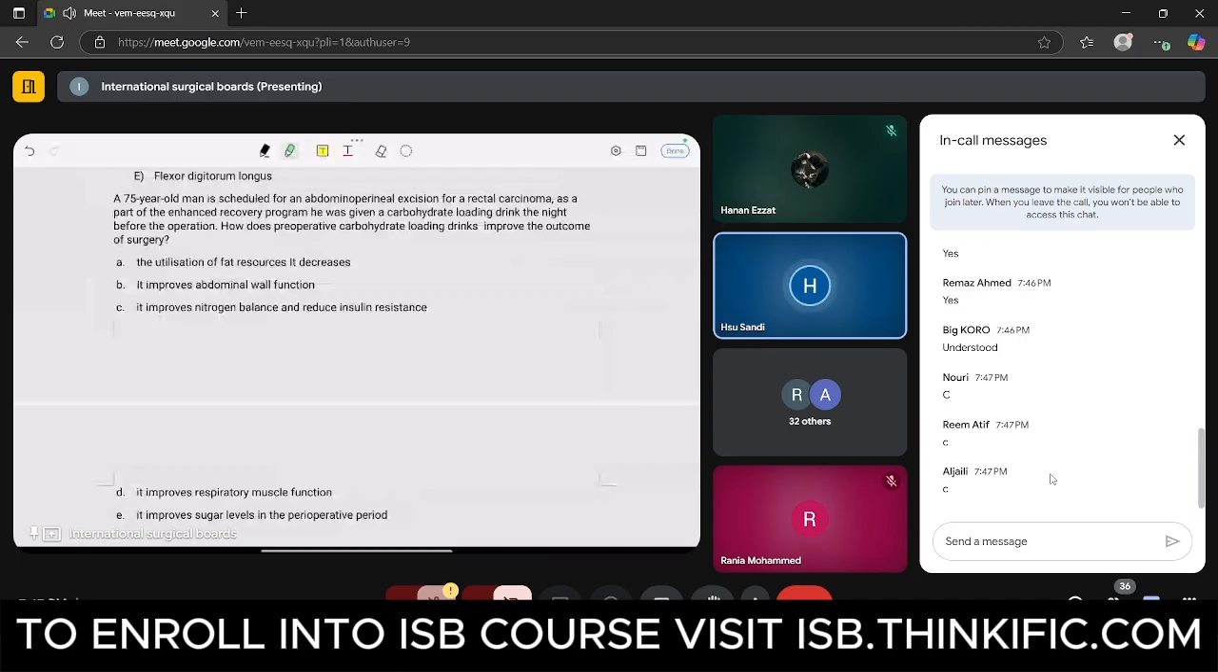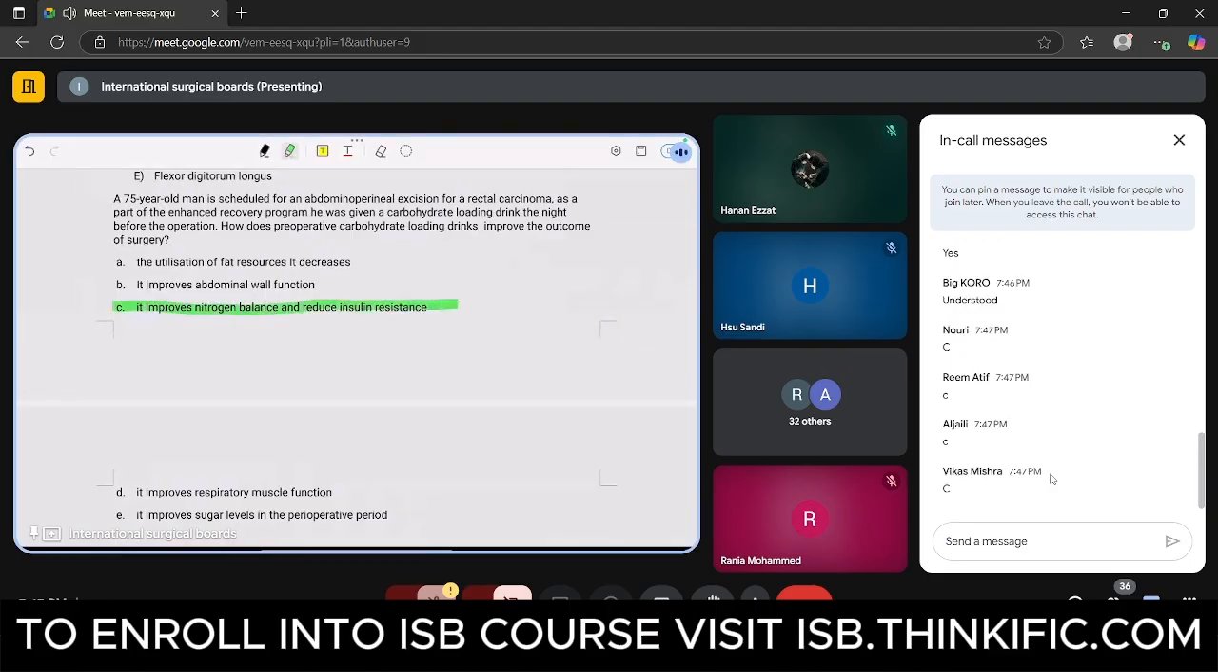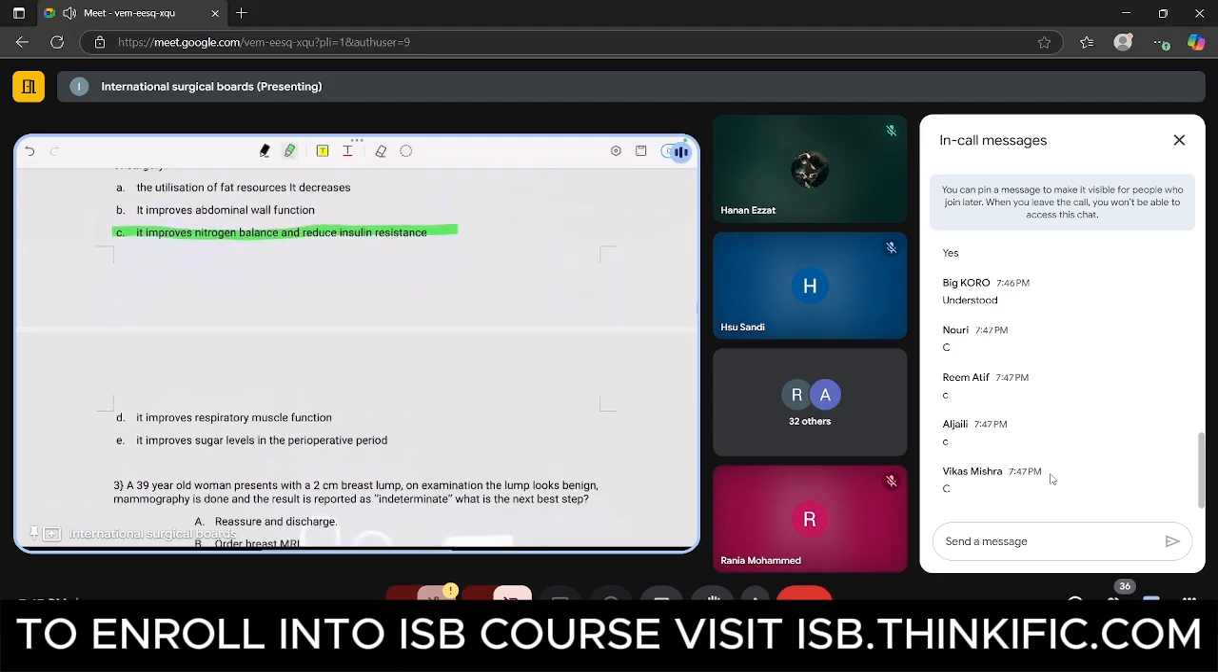C, it improves nitrogen balance and reduces insulin resistance. Yeah, so that's correct. It improves nitrogen balance by contracting the stress response. Very excellent. Let's move to the next question.